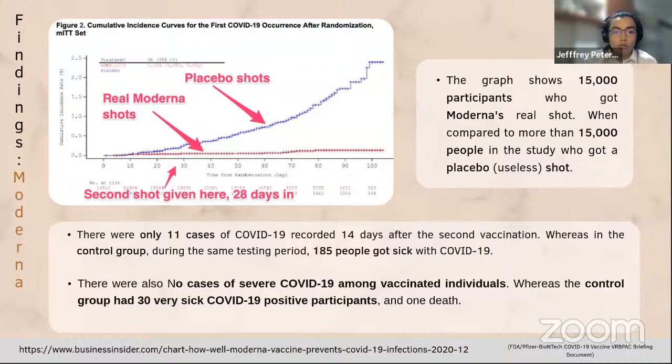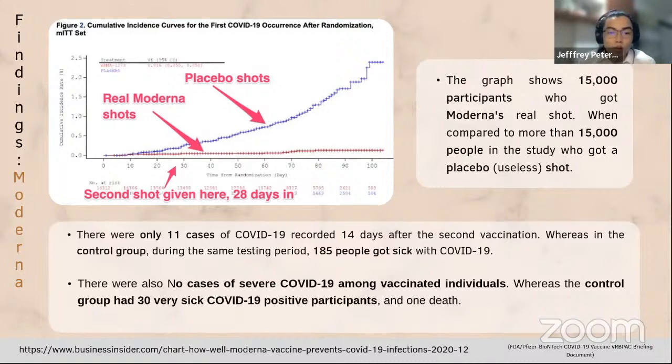A second shot was given for the Moderna vaccine 28 days after the first shot. In the Moderna group that was vaccinated against COVID-19, there were only 11 cases of COVID-19 recorded once the two shots had ample time to take effect, roughly 14 days after the second vaccination. In the study control group, during the same testing period, which was roughly 2 months long, 185 people got sick from COVID-19.